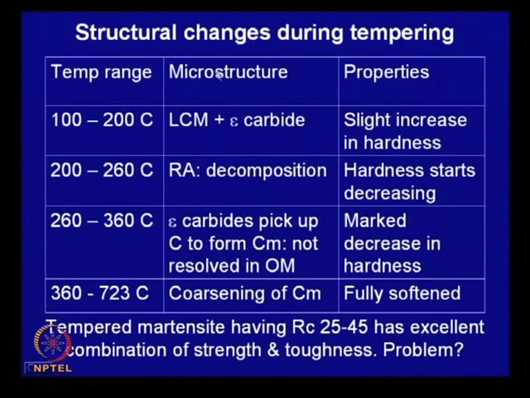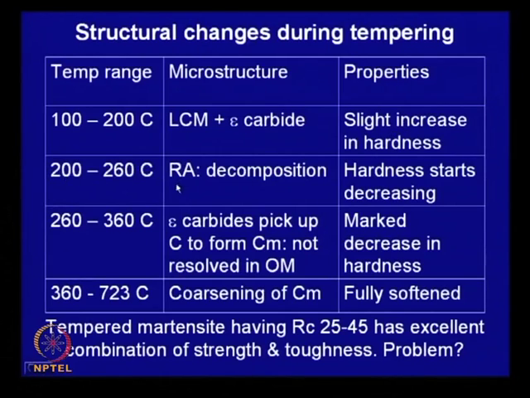To sum up, the structural changes that take place during tempering are listed by temperature range. In the lower temperature range, high carbon martensite gets converted into low carbon martensite plus epsilon carbide. Property wise, there is sometimes a slight increase in hardness. Sometimes people report, particularly in alloy steel, some amount of brittleness as well.